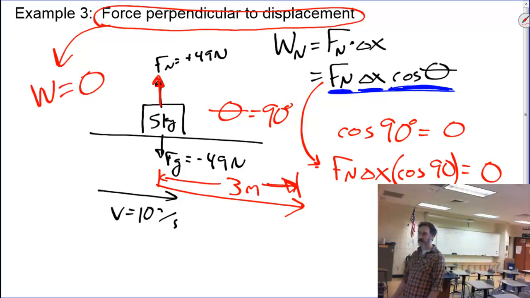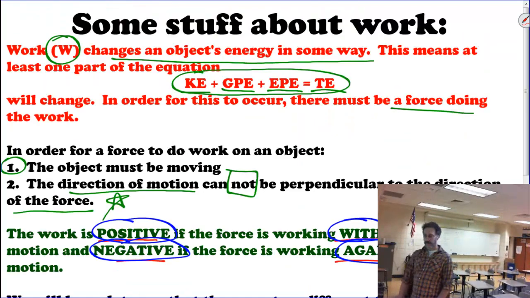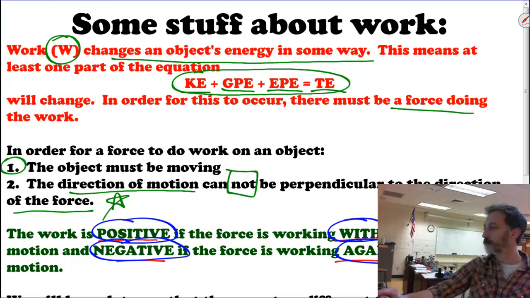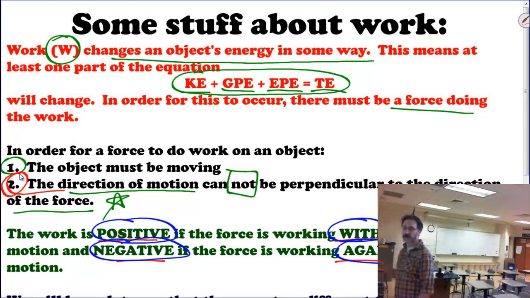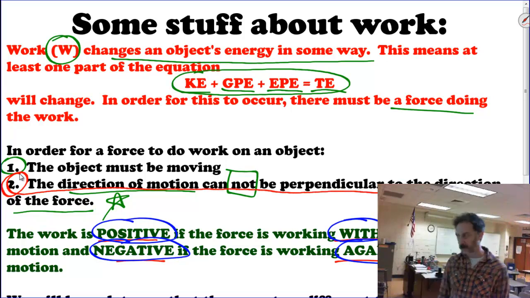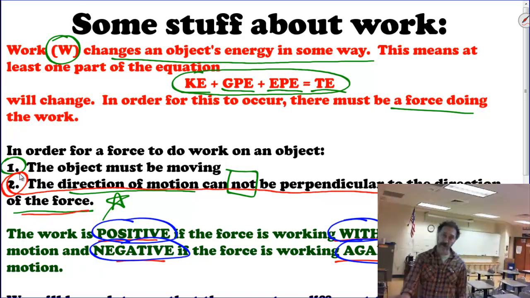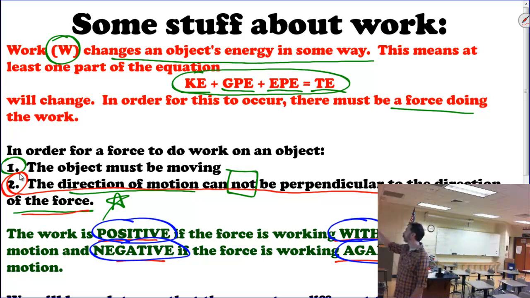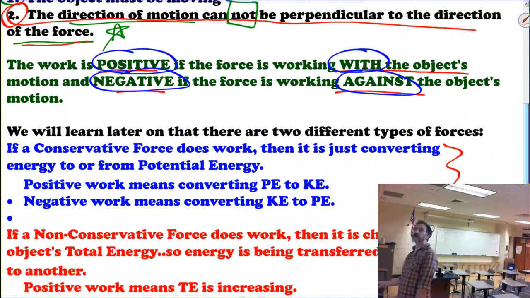That is why a few slides ago I said that for work to be done, the direction of motion cannot be perpendicular to the direction of the force, right? Because if the direction of motion is perpendicular to the force, then no work is being done. So that is huge. When we get to conservation of energy problems, that idea is going to be really, really big. So please remember that anytime a force is perpendicular to the motion, no work is being done.